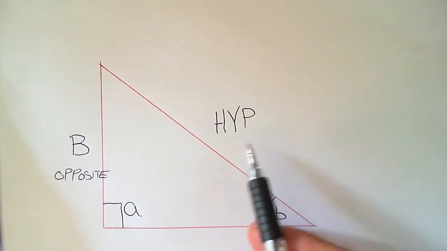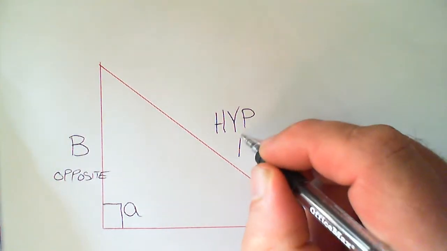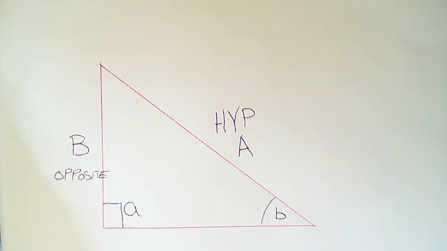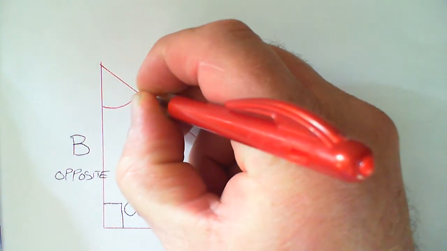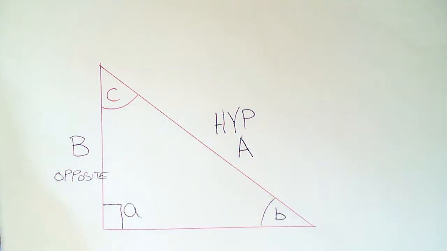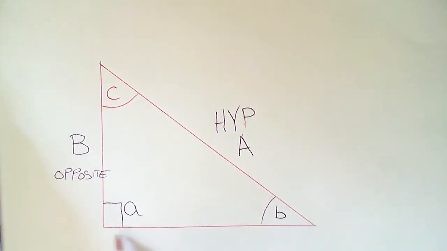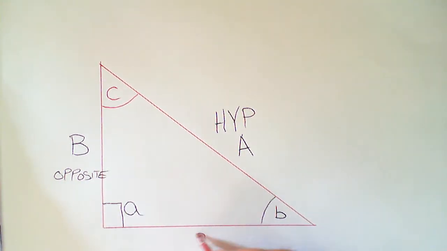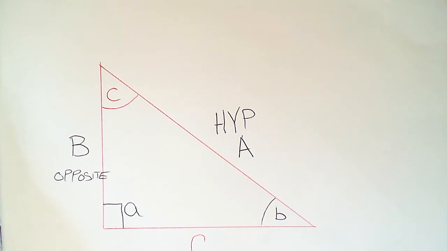And if that's small a, this is going to be capital A. What are we missing? That corner at the top there. We've got A, we've got B, so we need a C. Small c. This line from there to there is opposite there. So we'll call it a capital C.